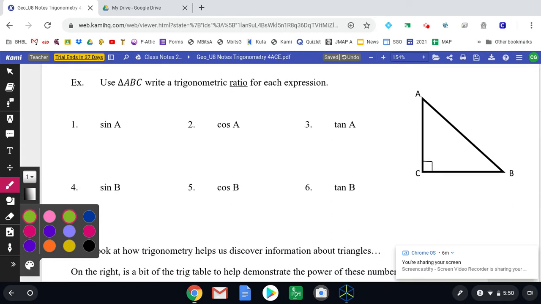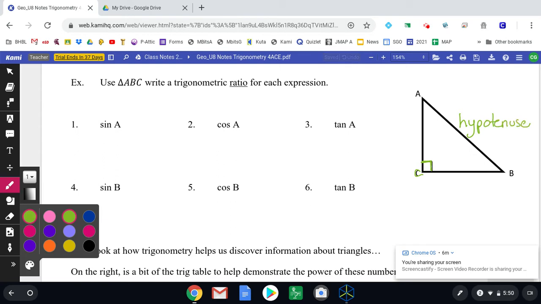So if I'm given this triangle ABC, I want to write a ratio for each of these expressions. The first thing I want to do is identify where my right angle is. So C being my right angle, AB is always going to be my hypotenuse.